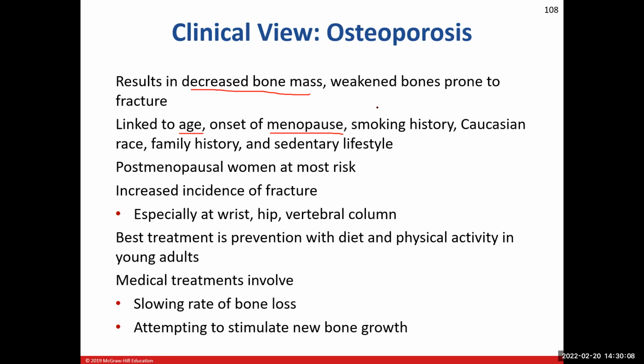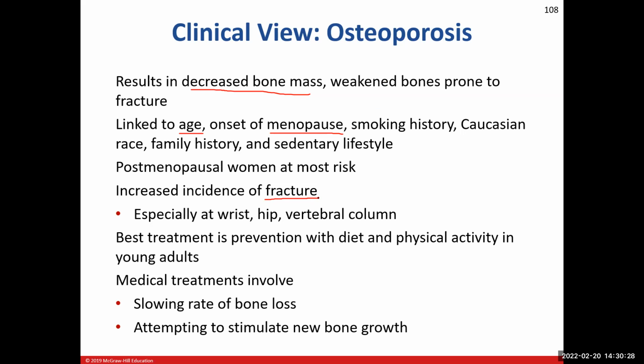So folks with osteoporosis are at a high risk for fracture, predominantly at the hip, weight-bearing areas. Vertebral column too, because that also is weight-bearing. Wrist also, if they fall and they try to put their hand out, they can break their wrist.